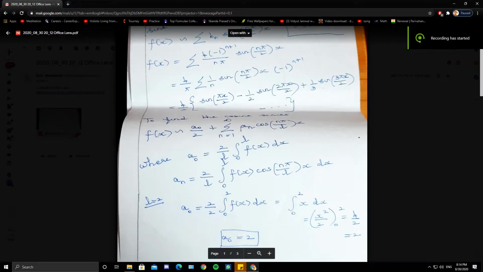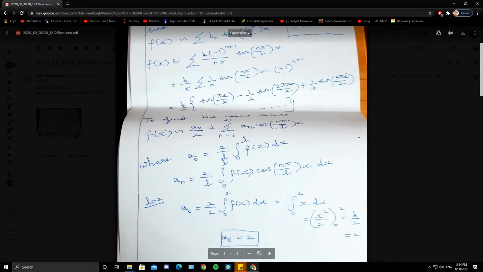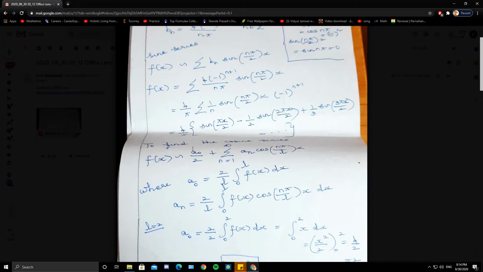In the previous lecture I discussed finding the sine series. The sine series is the same as the Fourier expansion of an odd function. Now the question is to find the cosine series, which means you have to use the Fourier expansion of an even function. If the question is to find the half range series, you have to find both the sine series and the cosine series.